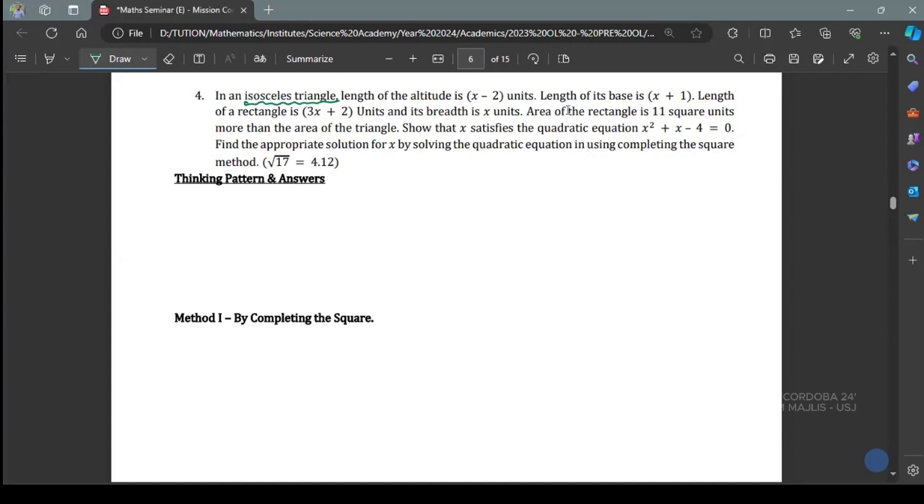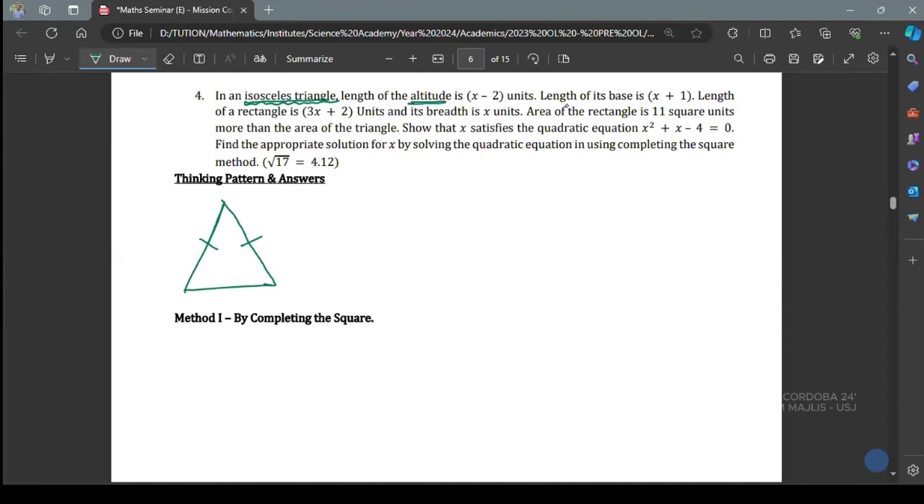What is an isosceles triangle? A triangle which has two sides equal. So I'm going to summarize the data like this. When you read, start to summarize from the beginning. So they say that there's an isosceles triangle. If it is an isosceles triangle, it has two equal sides.